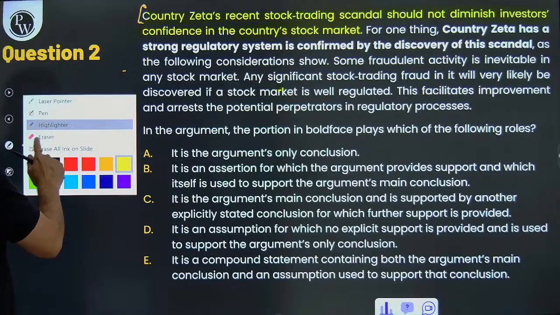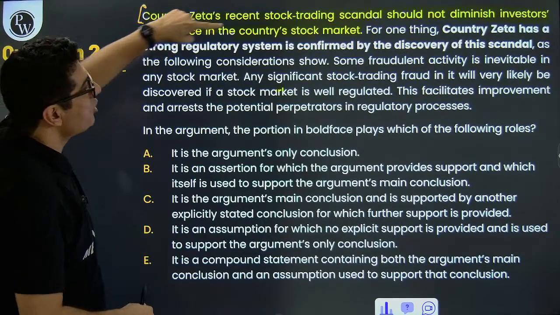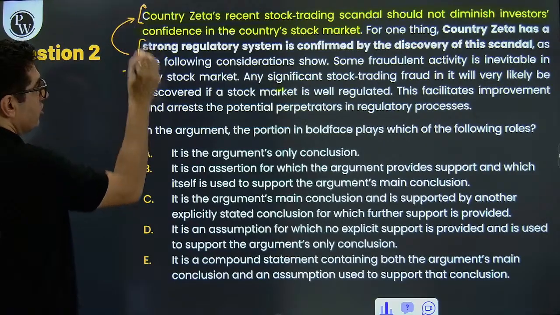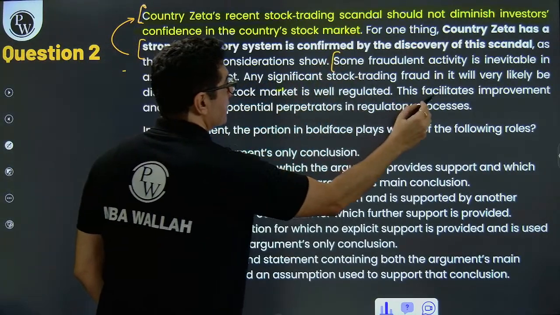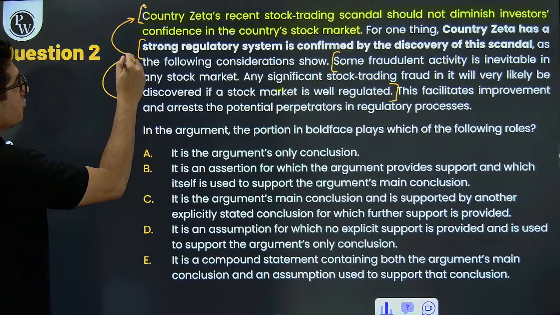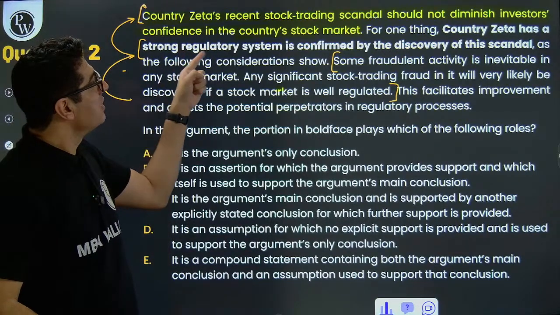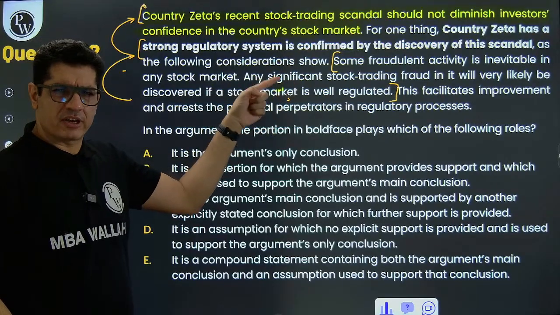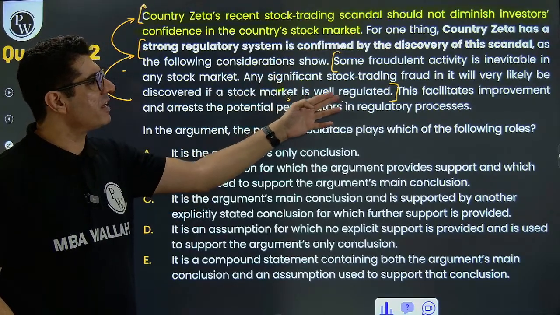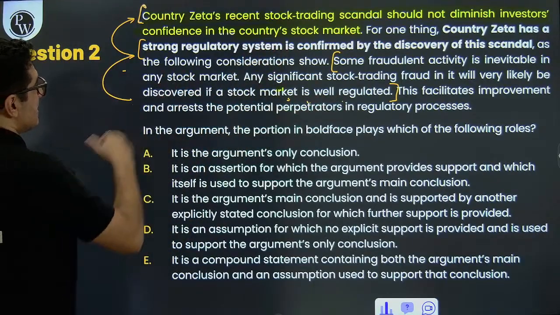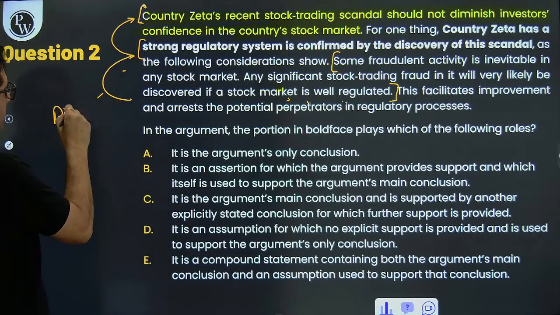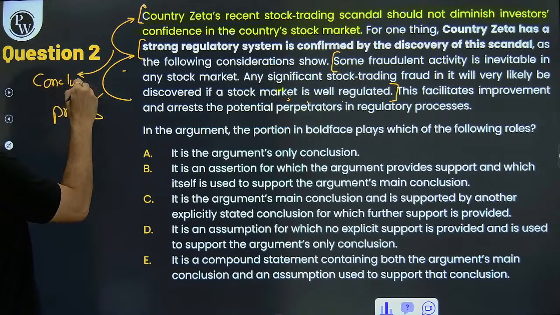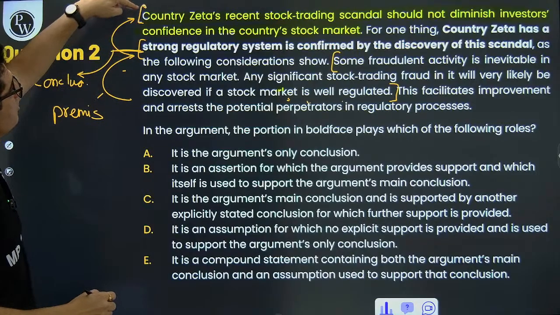So basically what's happening here is that we have a conclusion. This is acting as a premise for this conclusion, and this part is acting as a premise for proving this. How do we know that it has a strong regulatory system? Because when you catch a fraud, it helps you prove that the market is well regulated. So in a way, this acts as a premise for this conclusion, but this conclusion is further used as a premise to support something else.